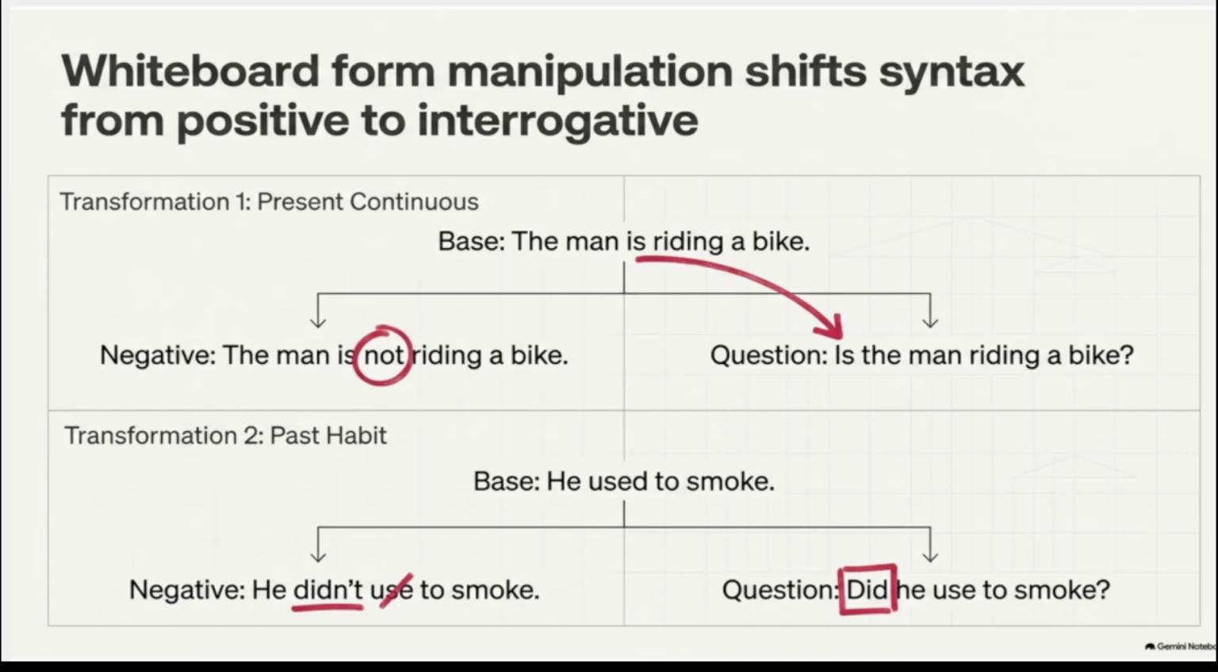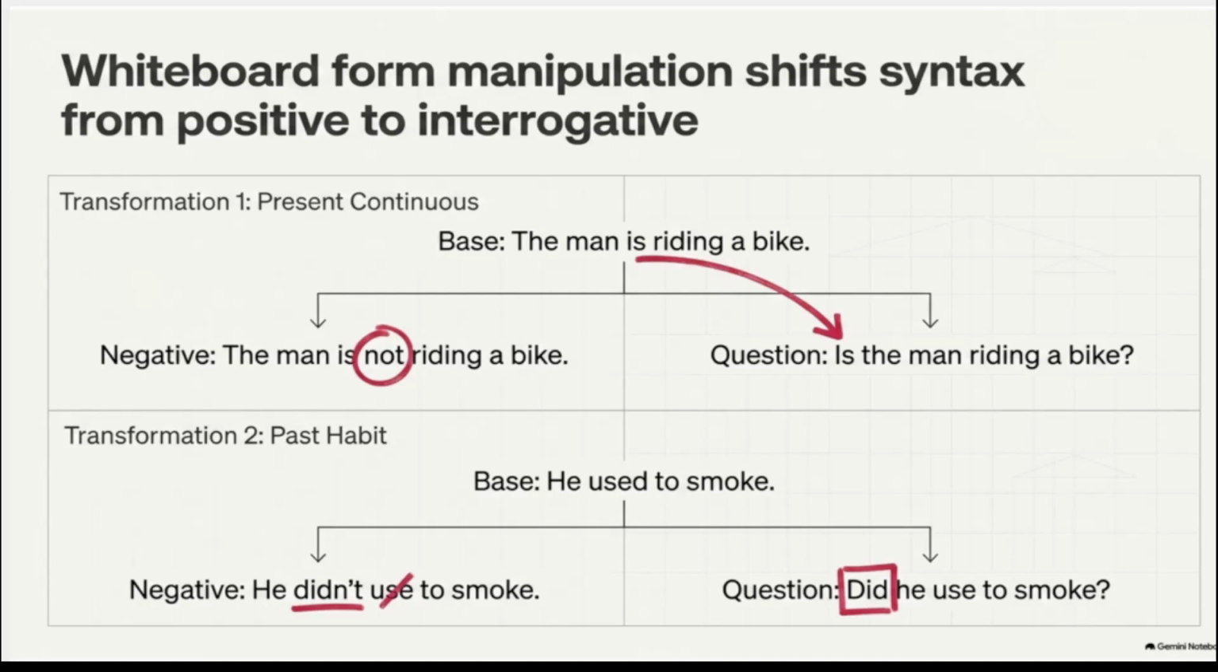Then we transform it into a question. Is the man riding a bike? Notice what happened. The auxiliary is moved before the subject. Now let's look at the second example. He used to smoke. The negative is, he didn't use to smoke. And the question is, did he use to smoke?